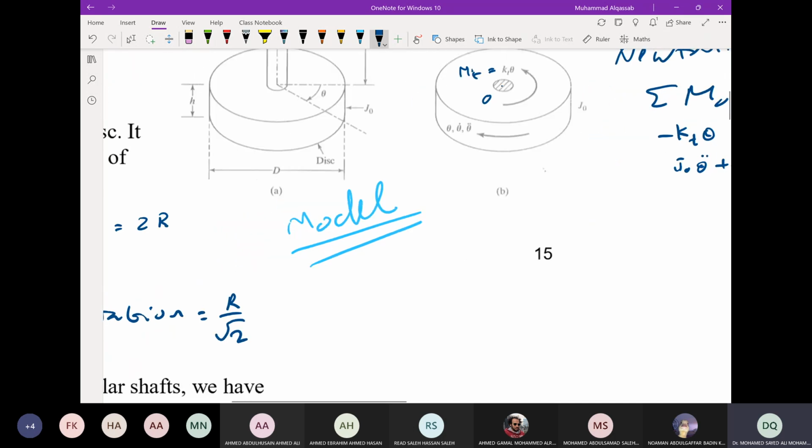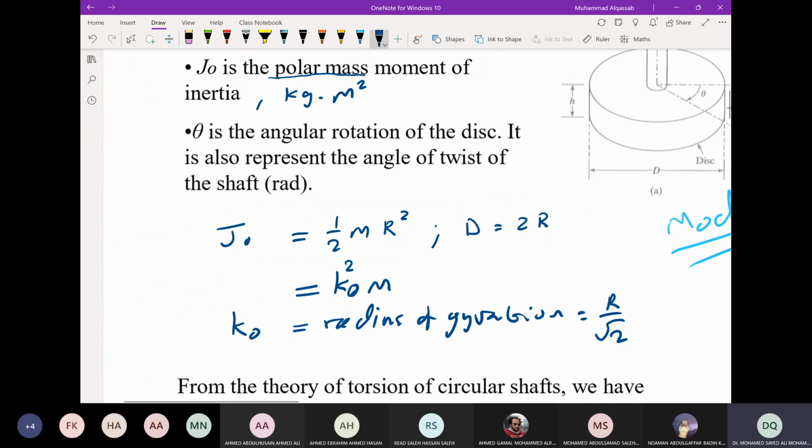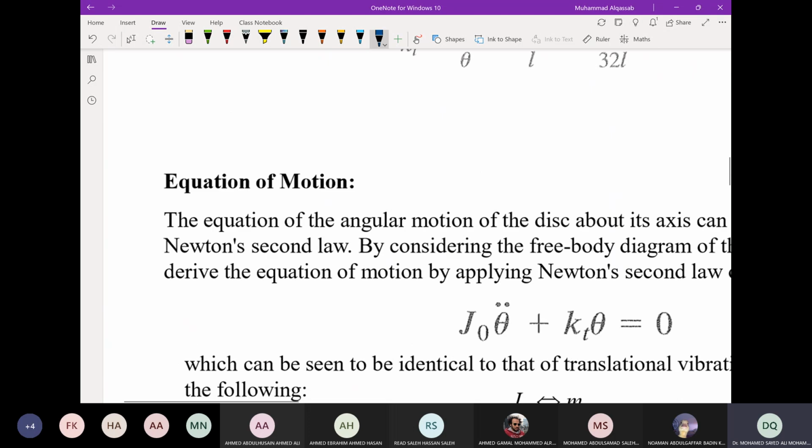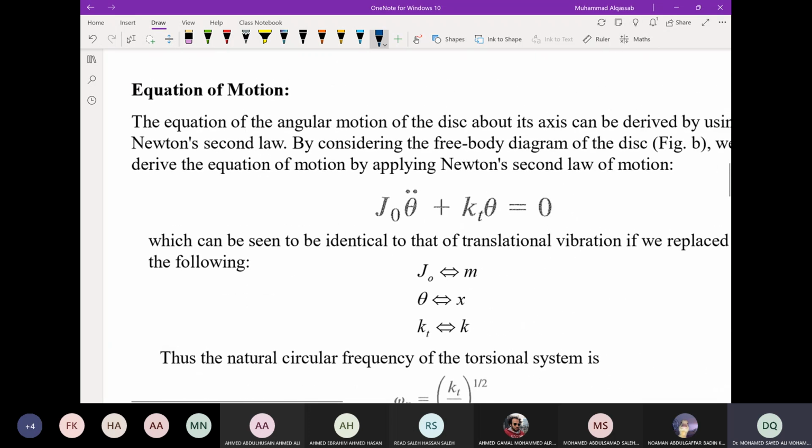And it is a second order ordinary differential equation, same as what we get for the spring mass system. This is a second order ordinary differential equation with constant coefficients, and it is homogeneous, except that the parameters are now different. Instead of x, we have theta, but we have the second derivative, right? As you can see, theta double dot. And instead of mass, we have mass moment of inertia Jo, and instead of k, we have Kt.